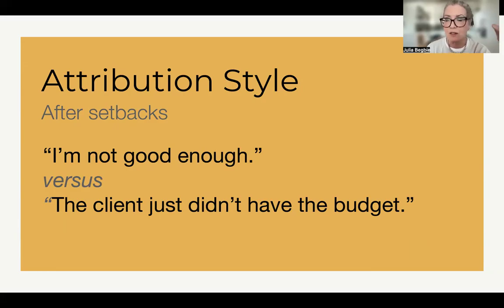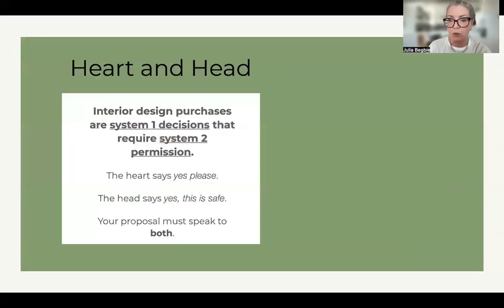So attribution style, how do you speak to yourself if things don't go well? Do you tell yourself you're not good enough? Or do you think logically that perhaps in this case, it was just a case that the client didn't have the budget? So this is another way in which we can be kind to ourselves in terms of how we work with our mindset.